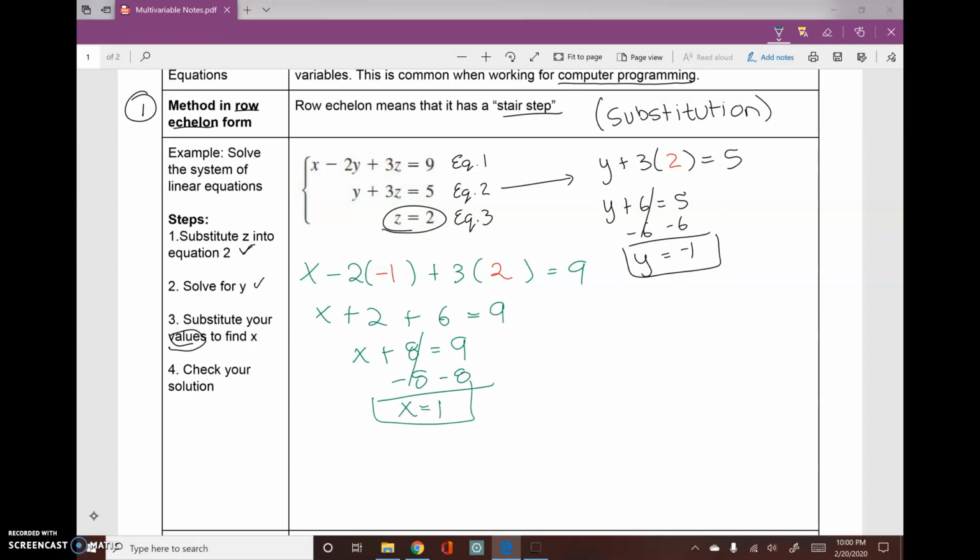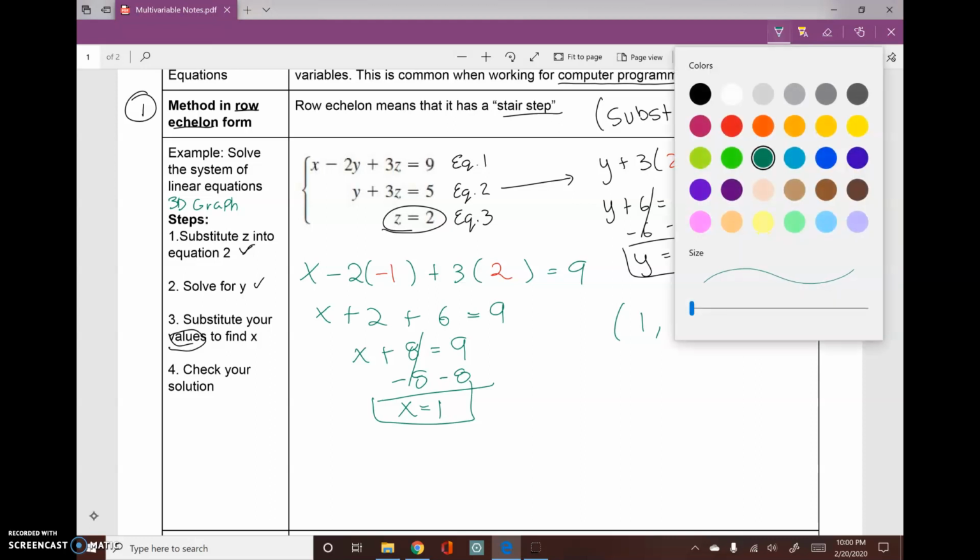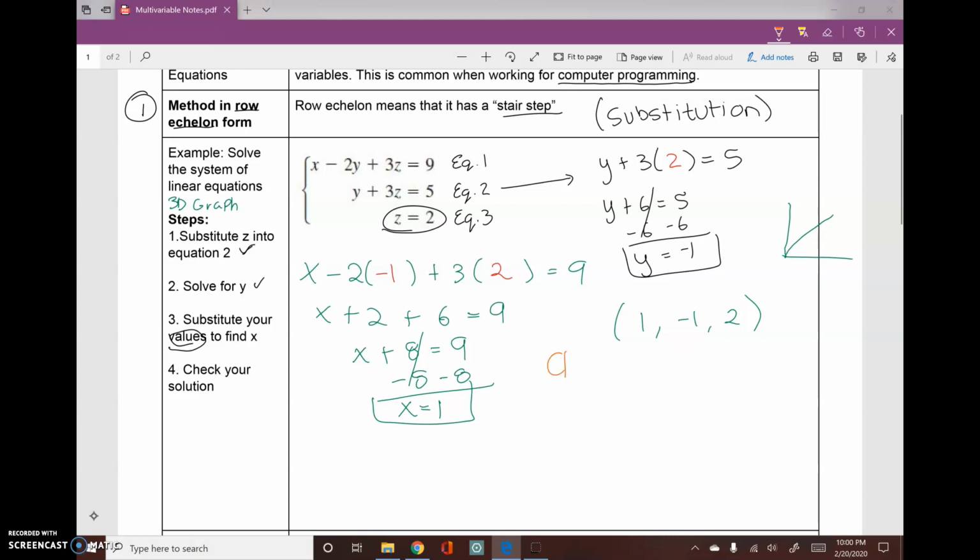And this is 3 equations, meaning that it's a 3-dimensional graph. So then we have technically 3 planes, and they intersect at the point 1, negative 1, 2. It's kind of weird how it goes. It's like 3 dimensions like this, and they intersect somewhere right there. But we always have to check our solution. So that still is the same and is applied.